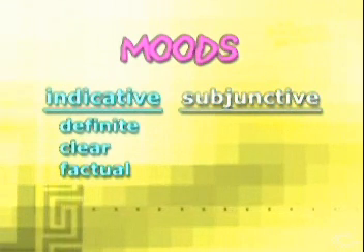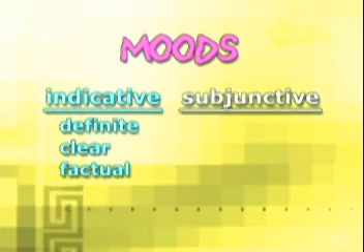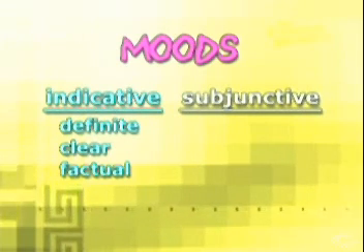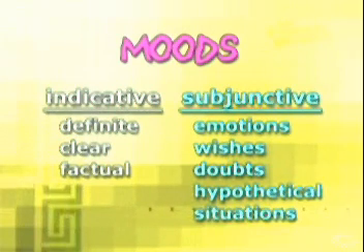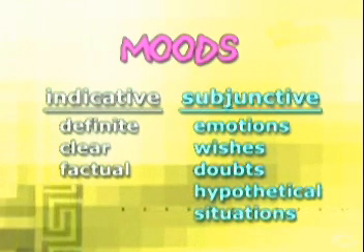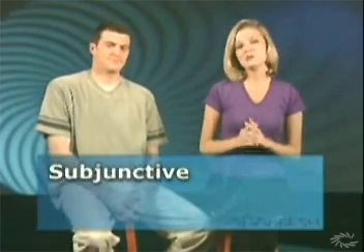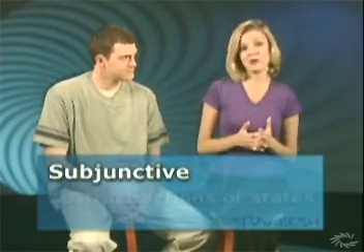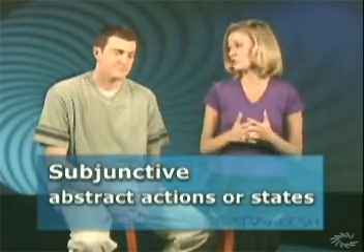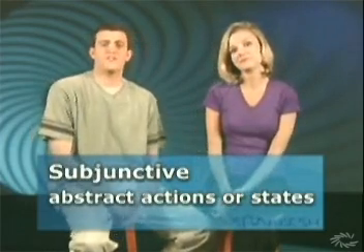Generally speaking, there are two moods, the indicative and the subjunctive. The indicative mood is used to express things that are definite, clear, and factual. So far, just about everything we've covered has been indicative. The subjunctive is used to express things that are more subjective, things like emotions, wishes, doubts, and hypothetical situations. So the subjunctive is a mood used primarily to express abstract or conceptualized actions or states. In other words, the subjunctive is another thing you do to verbs in certain situations.